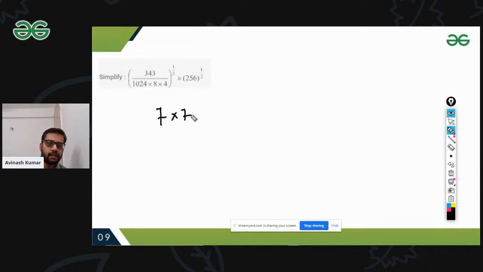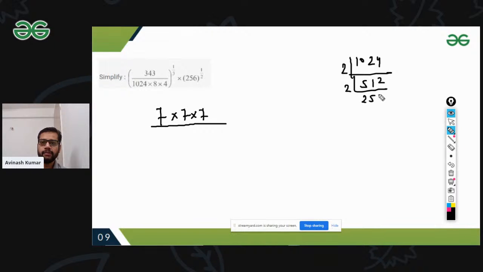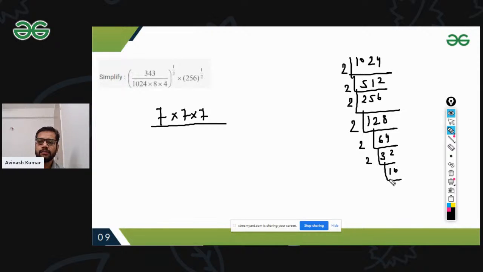343 can be written as 7 into 7 into 7. And that's 1024. Try to find out the value of this. So 2 5s are 10, 2 2s are 4, 2 8s, 16, 32, 64, 128. And 128 into 8 will give you 1024. So we can write this as 2 to the power 10 into 2 to the power 3 into 2 to the power 2.